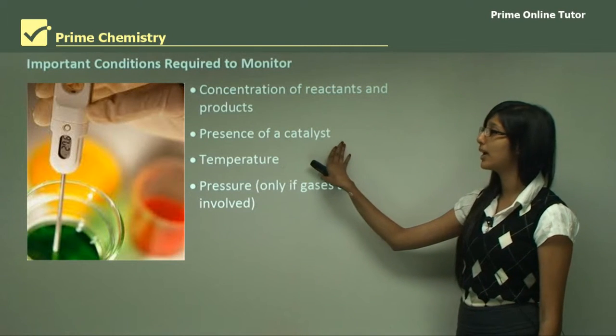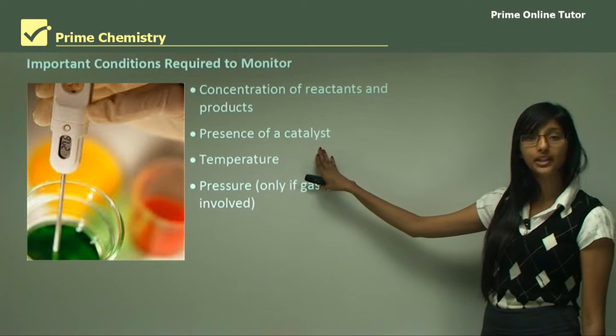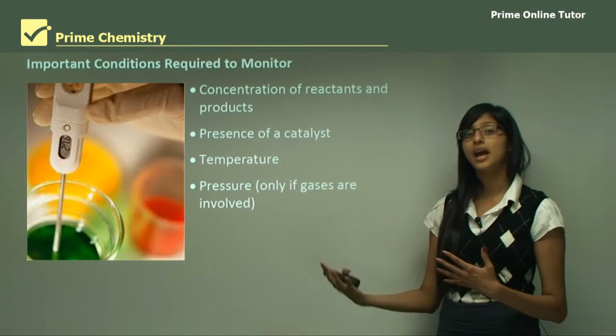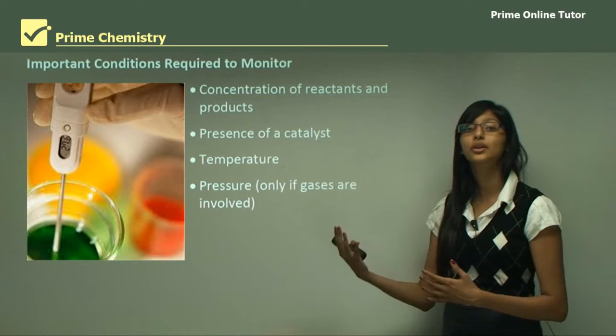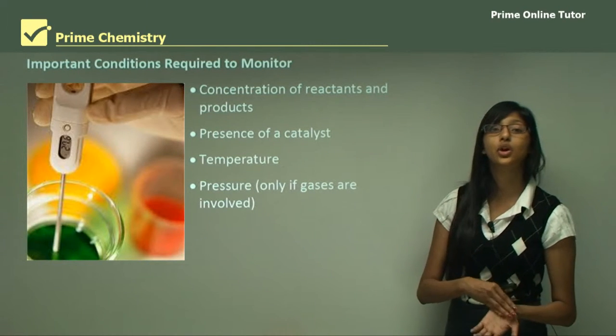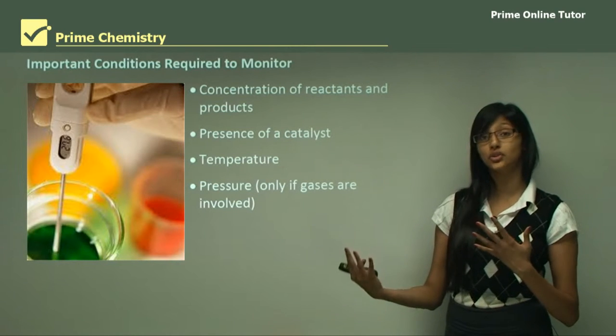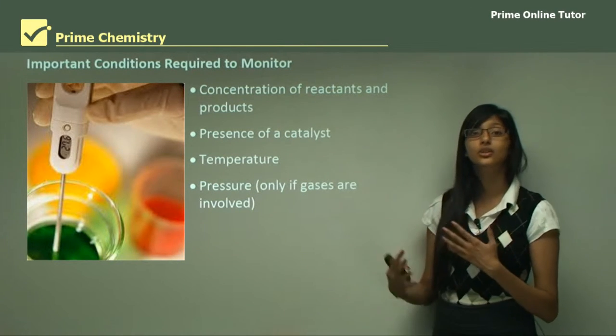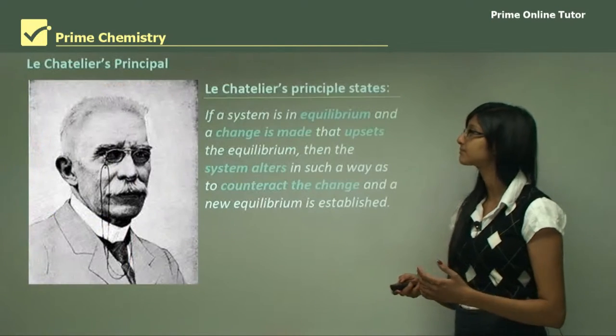And also, why is the presence of a catalyst important? Because the catalyst will determine whether the reaction is proceeding at a considerable useful rate. So we need to ensure that the reaction is not too slow, because if it's too slow, it will be more costly. Hence, the presence of a catalyst also needs to be monitored.